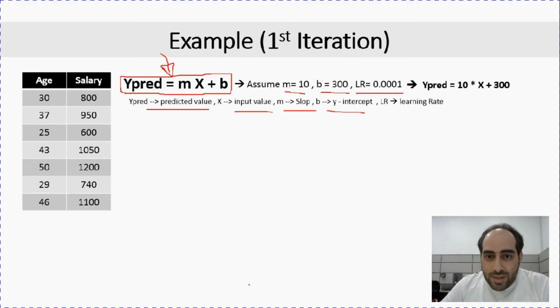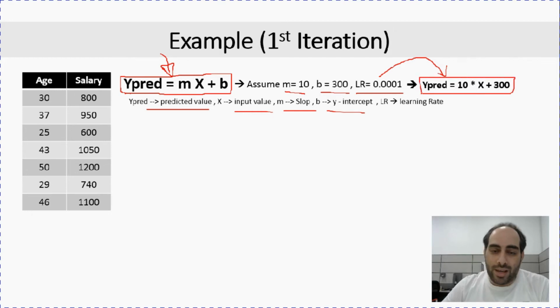Fine. So the moment I assume m and b and the learning rate, if we substitute m and b, the equation will look like this. Correct? And then after that, what I need to do now is check if this value of c and b is good or not. So I need to calculate the error.